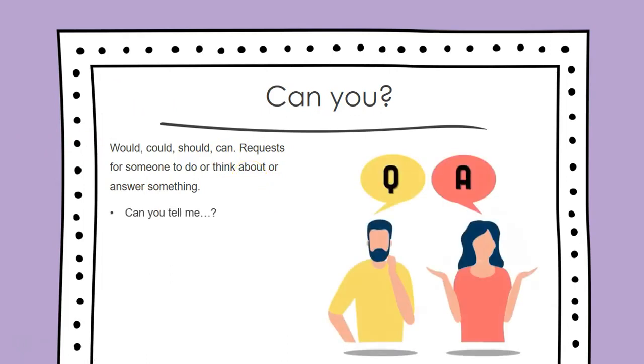So this is what it looks like in a class. The teacher may say, can you tell me? And they're looking for an answer. Can you tell me what day it is? And you would say, teacher, today is Monday. Or can you spell that for me is a common one. Can you spell your name for me? So you would say, my name is Maria, M-A-R-I-A.